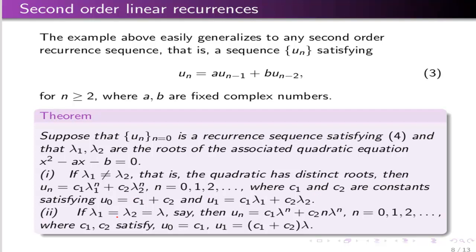If you have a multiple root, then instead of having two different geometric sequences, we have one, which is lambda to the n, and then we have a second sequence, which is n times lambda to the n. And those give us two independent solutions, and then every solution is a linear combination of those two.